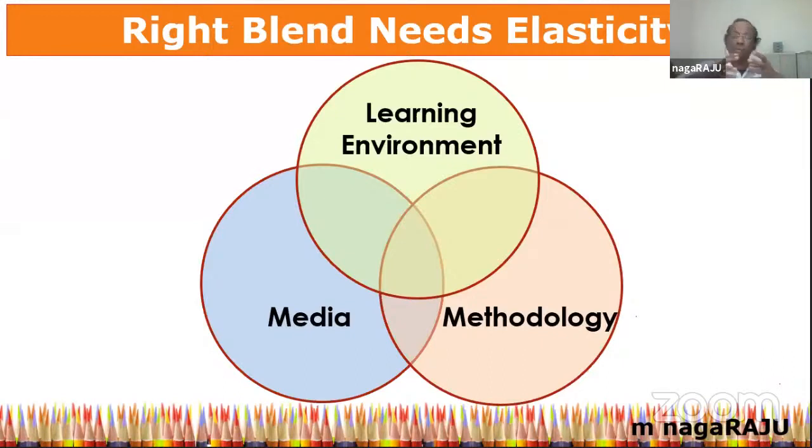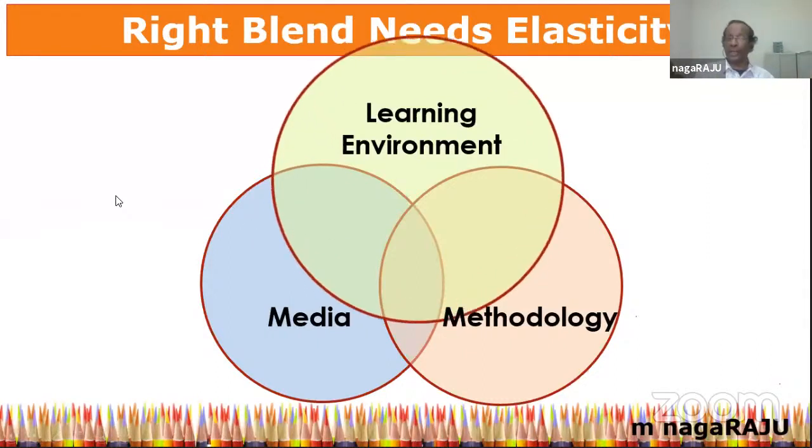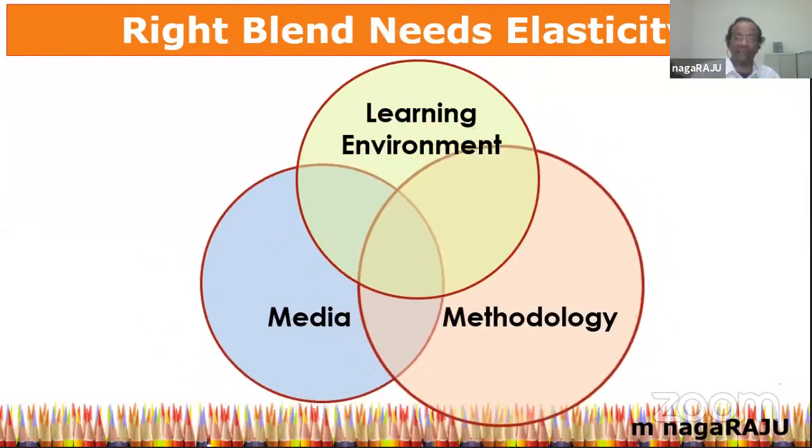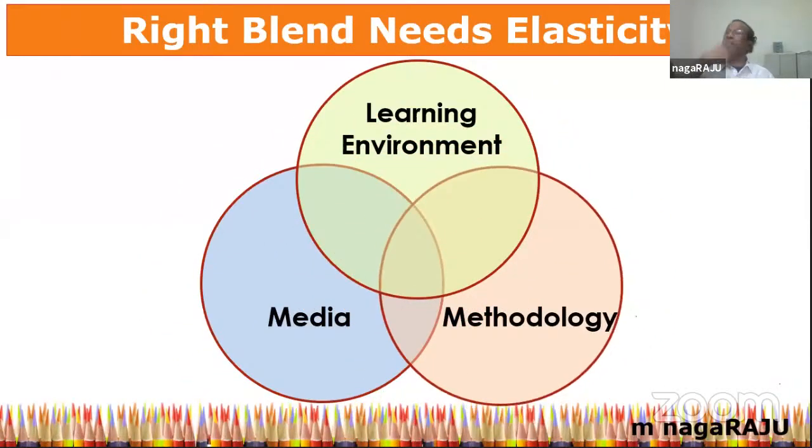Blending should be based on some concept of elasticity. There are three things that need to be considered. One is the learning environment. The second is the media that's available and being used. And the third is the methodology that you are using.